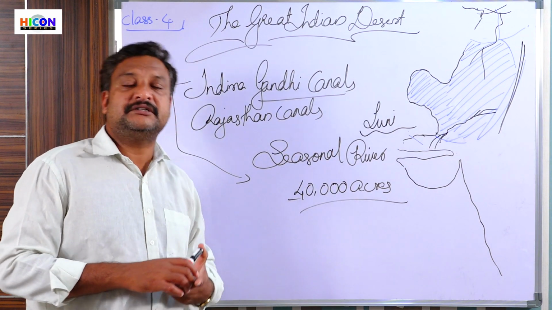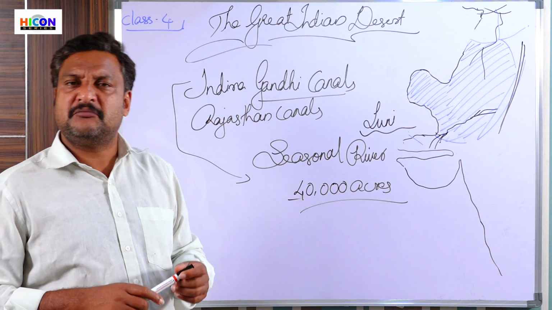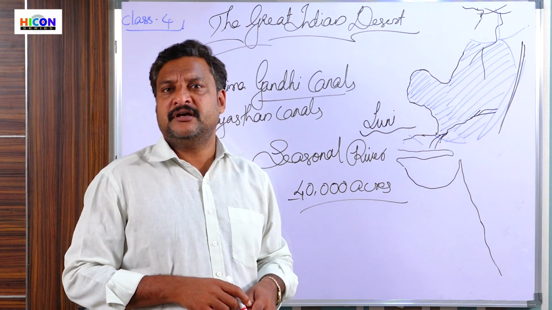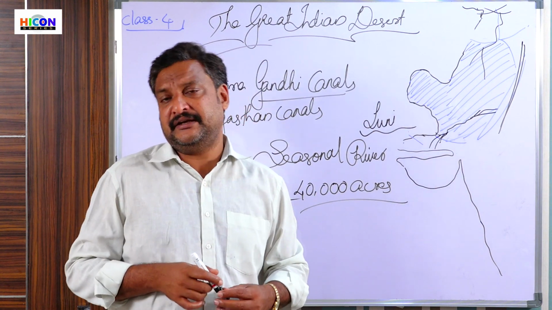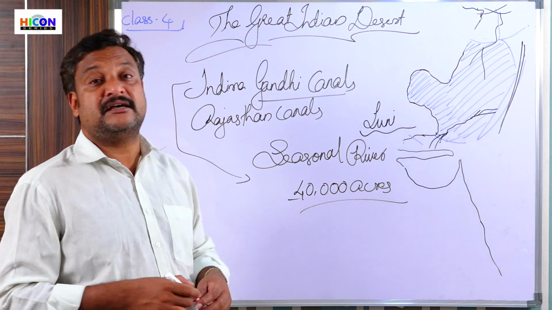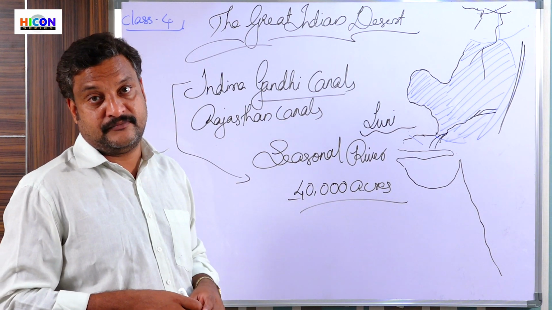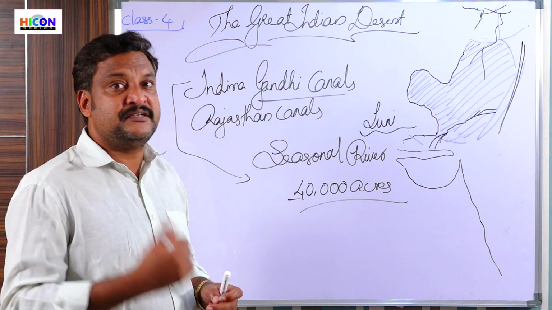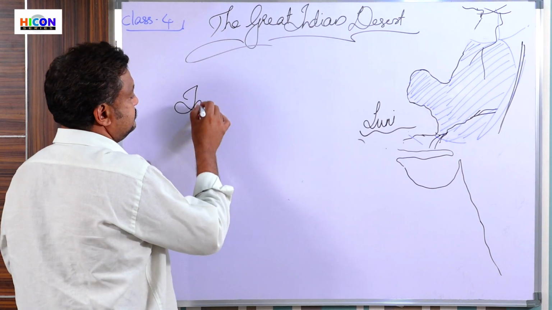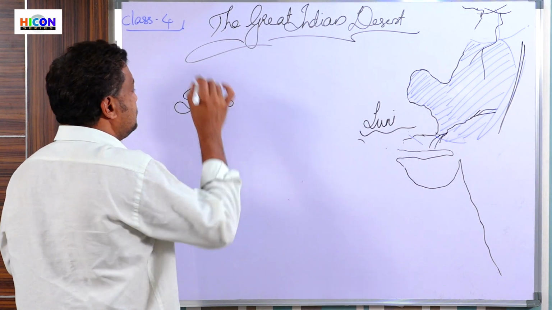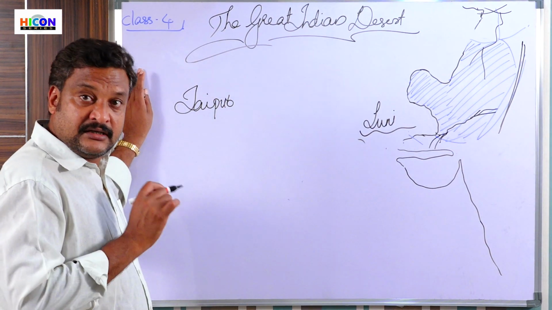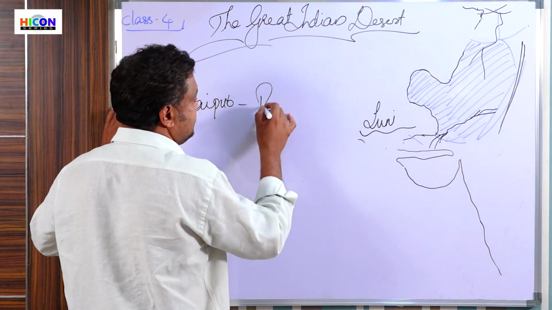Though it's a desert, Rajasthan is one of the most beautiful places in India. The Thar Desert region is one of the most beautiful places in India, as a lot of famous cities are there in this region. Which are some of the famous cities in this region? Say, for example, we have Jaipur. Jaipur is the capital of Rajasthan, and that is also known as the Pink City.